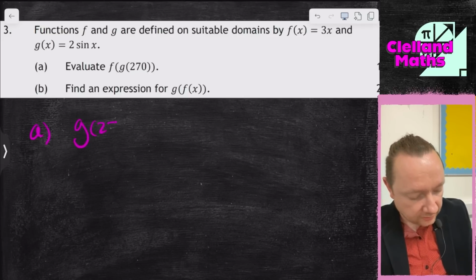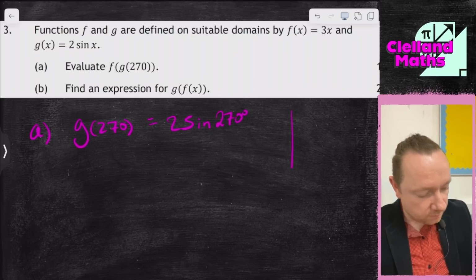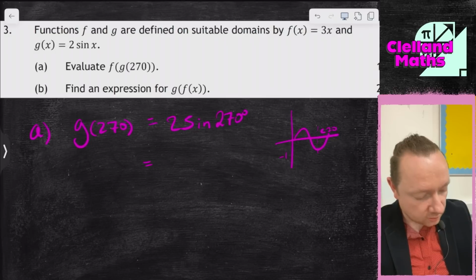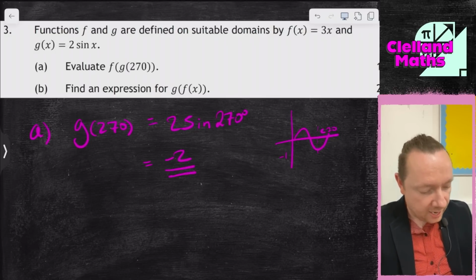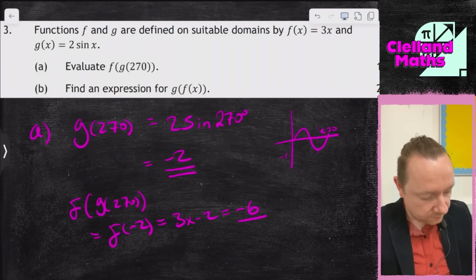So g of 270 is the easiest way to go. That's 2 sine 270. Again, this is a calculator paper, so you could just put it in your calculator. But 270 is here, which is at -1. So that's 2 times -1, which is -2. So then, subbing that in, that means that f of g of 270 is just f of -2, which is 3 times -2, which is -6.